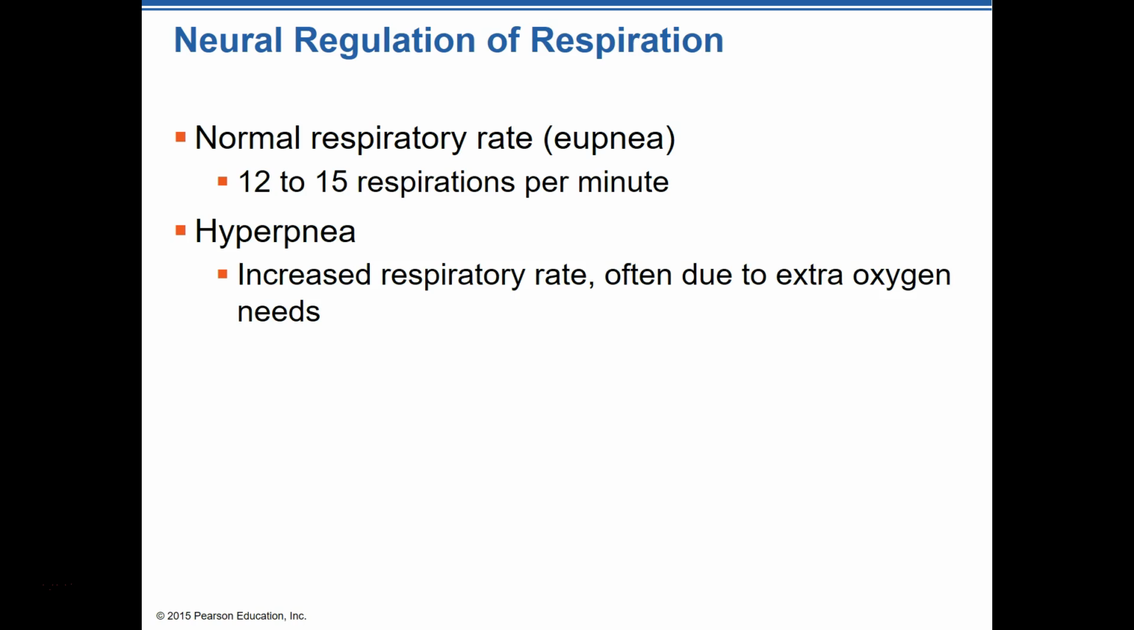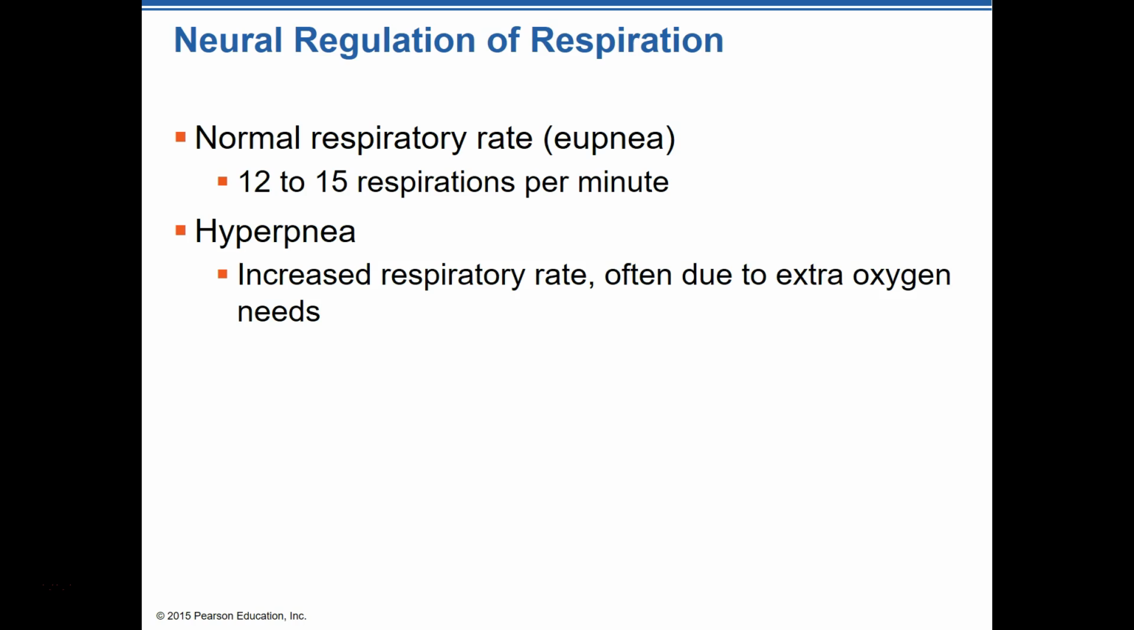Normal respiratory rate, which we call eupnea, is 12 to 15 respirations per minute. Now, you'll look at one book that'll say 12 to 15, and you'll look at another book that says 12 to 20, and I don't know why there's such a discrepancy, and that's going to vary depending on the age of the person that you're talking about. So infants and children, their respiratory rates are faster because they have a much faster metabolic rate because their little bodies are growing and creating new cells and using up a lot of ATP and all that stuff. So they have a faster respiratory rate.